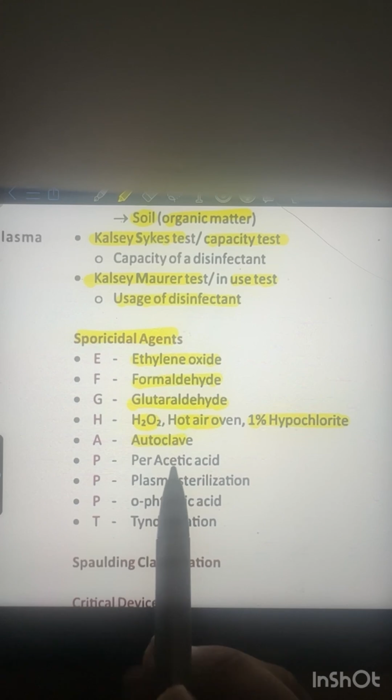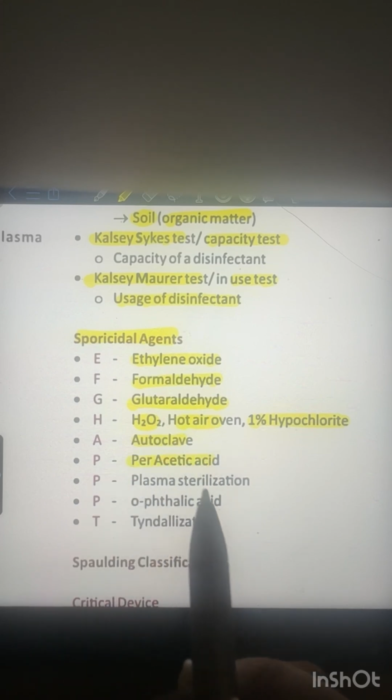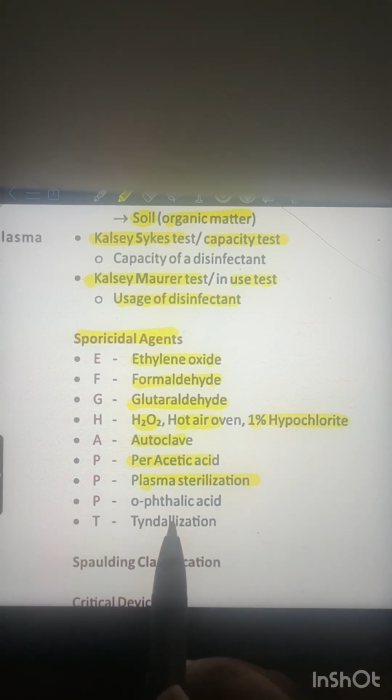H2O2, where do you use H2O2? Ma'am, H2O2 is used in plasma sterilization. So one of the P's has to be plasma sterilization, of course. Okay, what is A? Of course, there will be one thing with A, and that is autoclave. What are the other things with P? One P, I have done, plasma sterilization. One P is peracetic acid, and one P is phthalic acid.